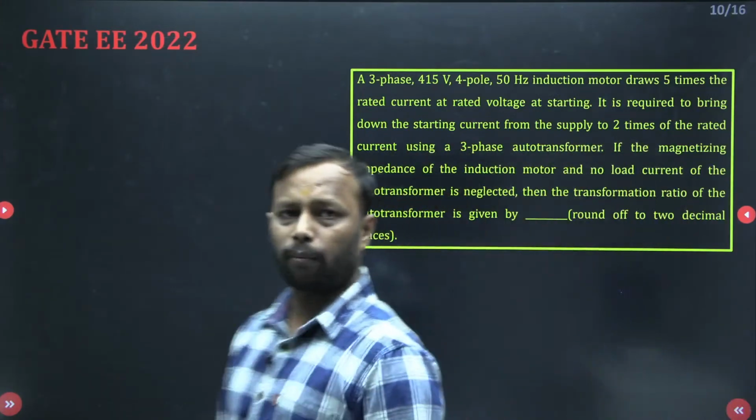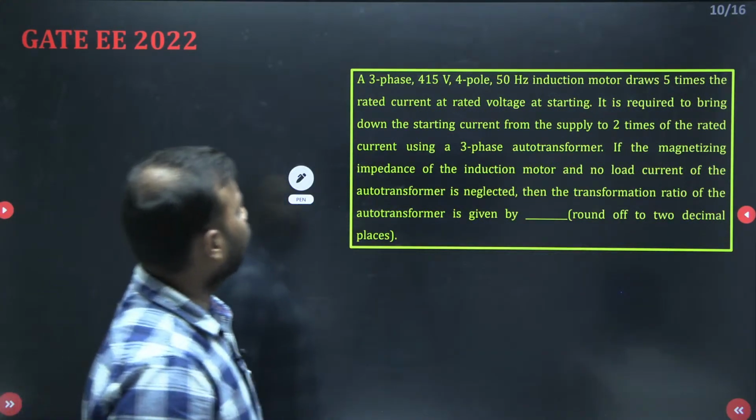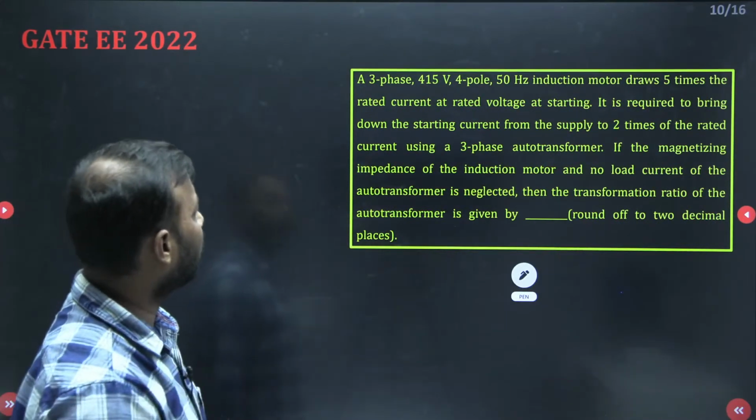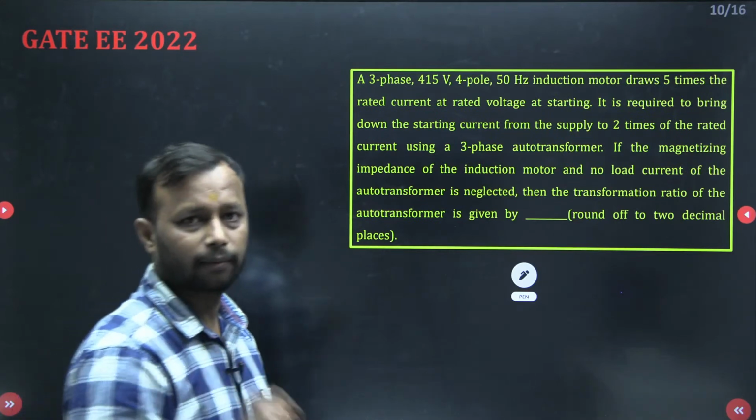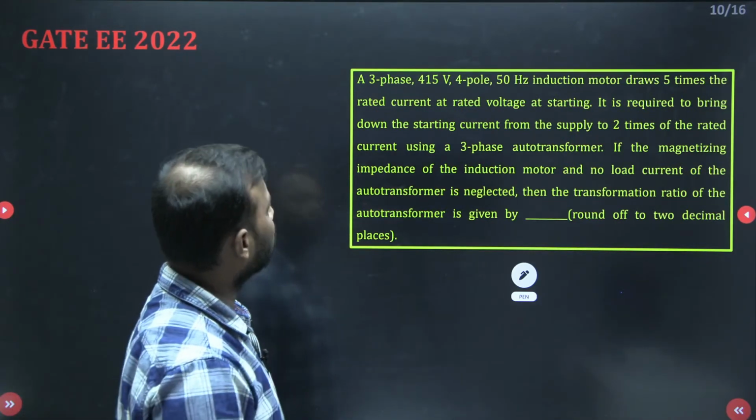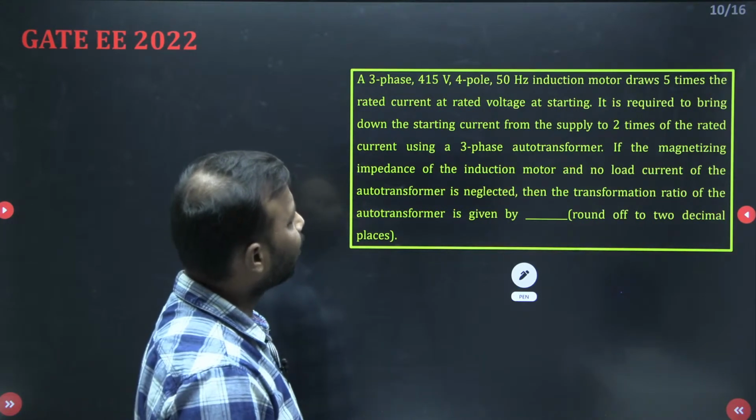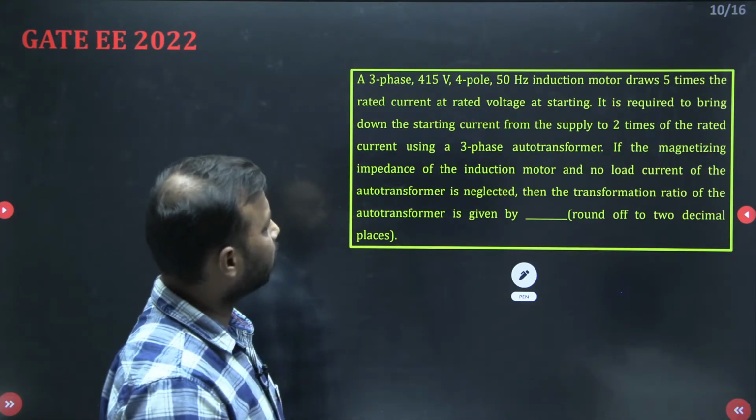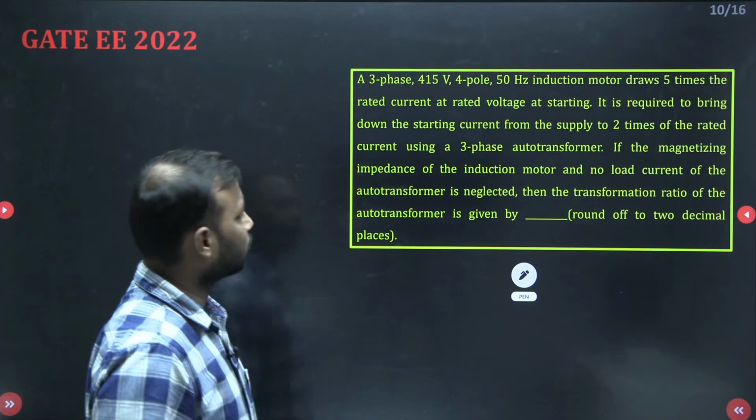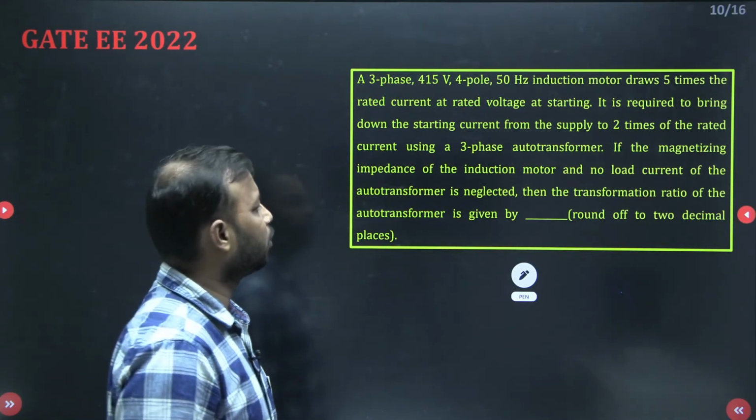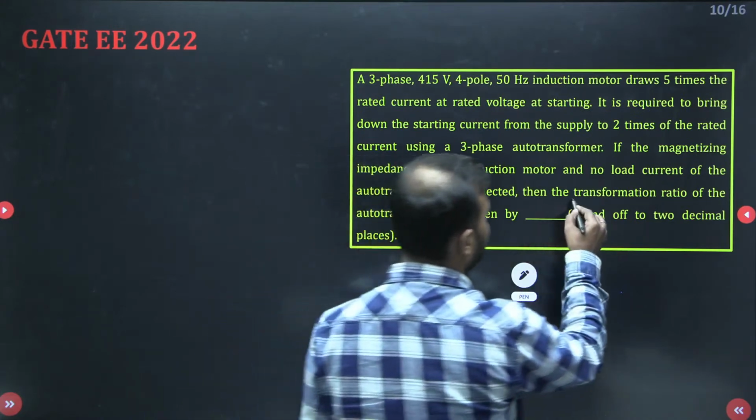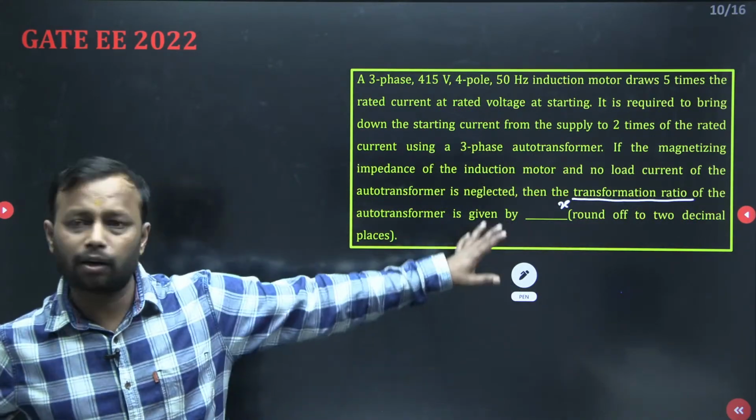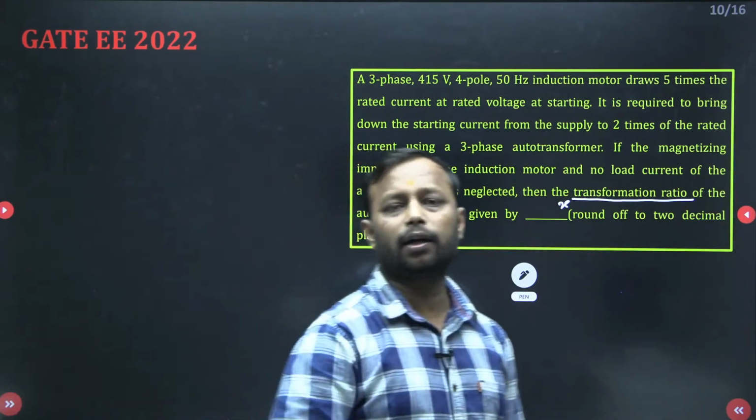Let us move on to the next problem. A 3-phase 415 volt 4-pole 50 Hz induction motor draws 5 times the rated current at rated voltage at starting. It is required to bring down the starting current from the supply to 2 times the rated current using a 3-phase auto transformer. If the magnetizing impedance of the induction motor and no load current of the auto transformer is neglected, then the transformation ratio of the auto transformer is, so transformation ratio is what? This is X.